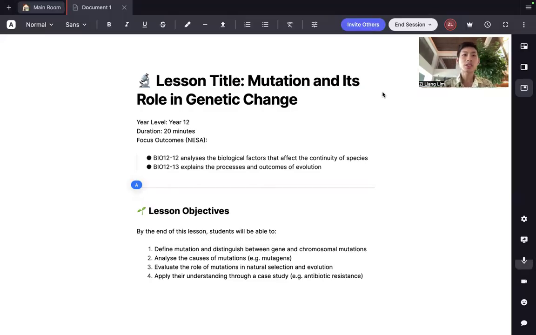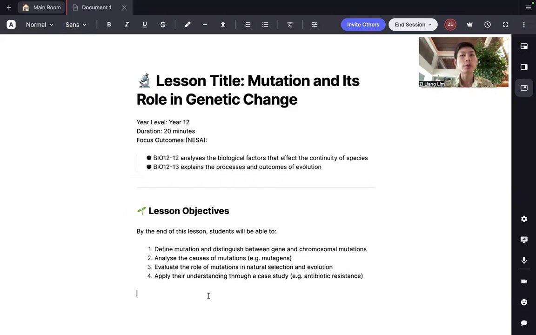Okay, so this lesson title is Mutation and its Role in Genetic Change. This is for Year 12, the New South Wales syllabus in Australia. So this would be the NESA focus outcomes BIO12-12, which analyzes the biological factors that affect the continuity of species, and then BIO12-13, which explains the processes and outcomes of evolution.